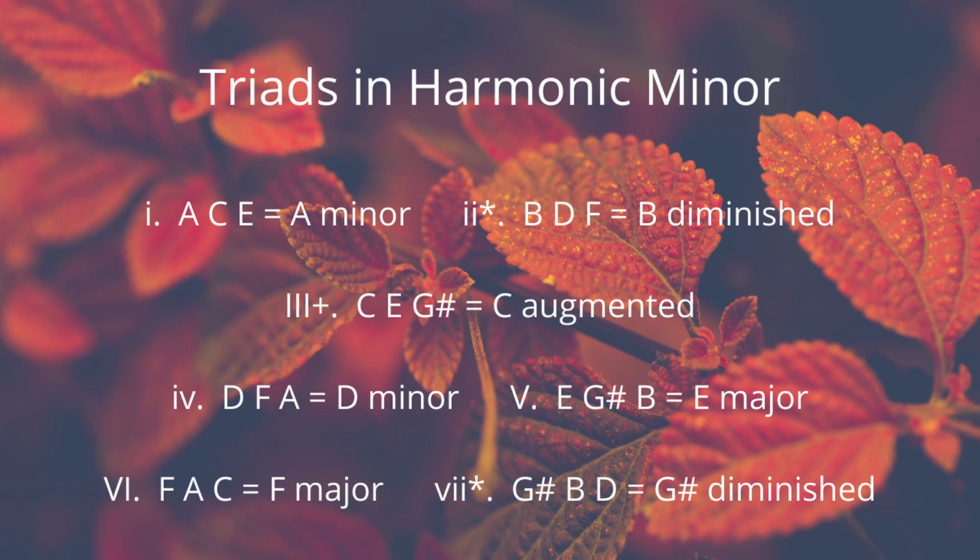The next chord that's affected by this change is the 5 chord. Again, when we raise G to G sharp, in this case the 5 chord, which was E minor, becomes E major. Finally, the last chord that's affected when we change G to G sharp is the 7th chord of the scale. It was G major when we were back in natural minor, but now that we've raised the G to G sharp, it becomes G sharp diminished.